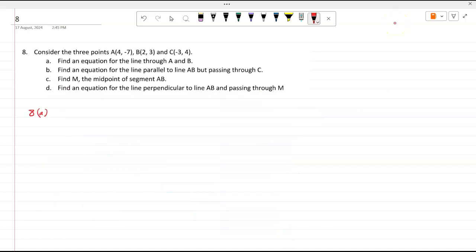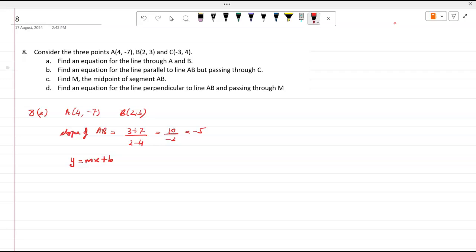A and B, so the slope is 2 minus 4, equal to 10 over minus 3, which equals minus 5. The slope is minus 5, so y is minus 5x plus b. Correct. And then I can plug in the C value to find the value of b. Why C? A and B.